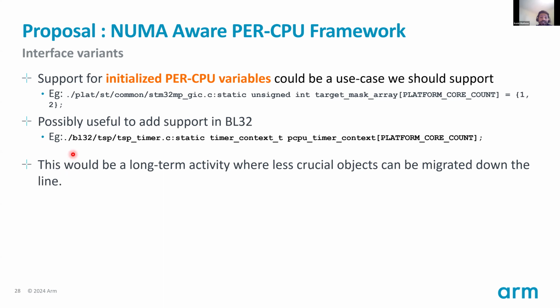One key point is that it is okay if something is not falling into the per-CPU framework. It is not a breaking change in the way that everything has to move into the per-CPU framework in one go. If the RMM context is not moved in the first instance of having this framework, it is fine. It won't break the build. So we can take it as a long-term activity where we see more crucial objects moved initially, so that the performance and storage benefit comes in, and then probably progressively move the smaller objects as we get more time.